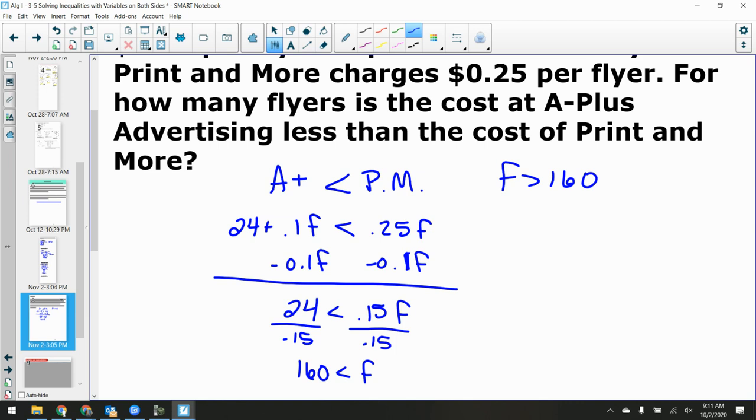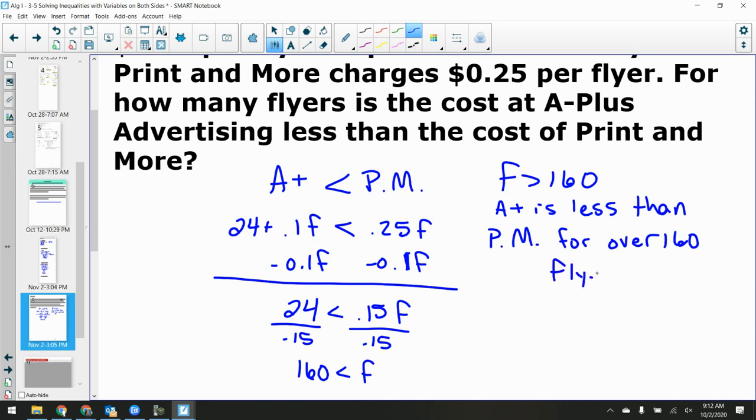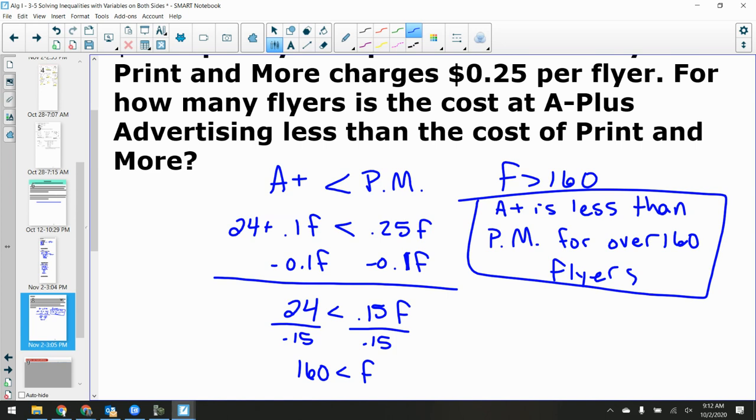So let's restate the question and the answer. A plus is less than, again, I'm abbreviating, Print and More for over 160 flyers. Can you just say 160 flyers? Will that be acceptable on next week's test? Oh, you cannot just say 160 flyers. You need to reference the inequality.